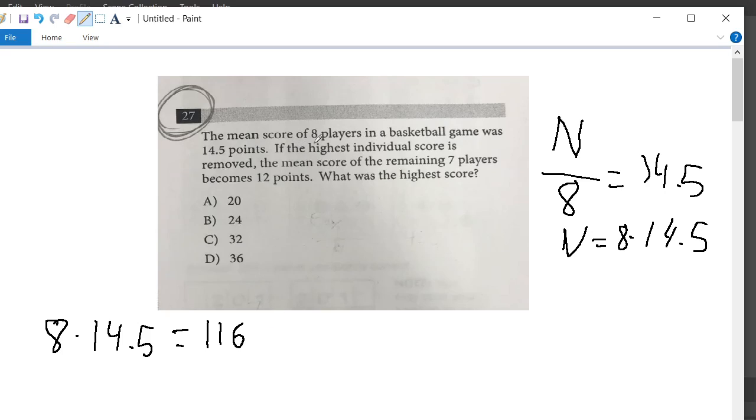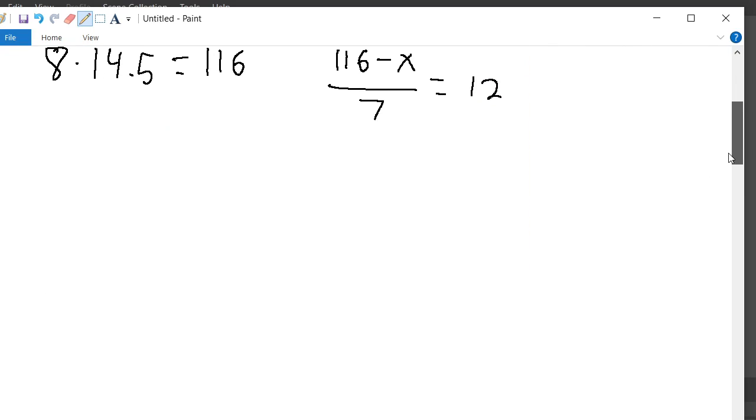Well, if we remove the highest individual score, the remaining have a mean score of 12. So we know that if we take the total score and subtract the highest player score, and we average that out, because this is the score of the remaining 7 players, not including the highest score, where x represents the score of the highest player, and we divide this by 7 for the number of players, this should give us our new average of 12.